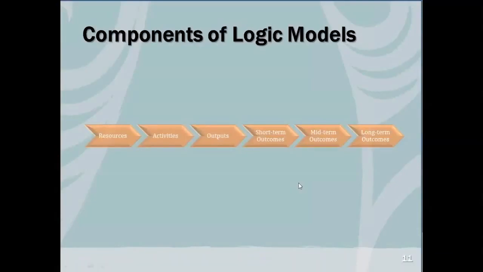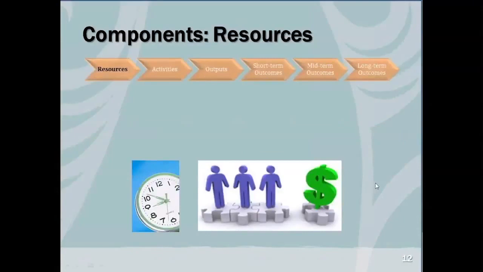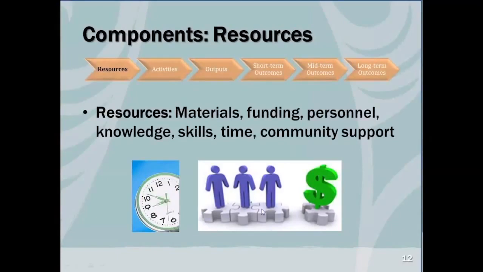So let's begin with resources. Resources are effectively those things that you need in order for your program to run. On this slide, you see that some examples listed include materials, funding, personnel, knowledge, skills, time, community support. So effectively, I have an idea of something that will help learners, a program in mind, and that program will consist of certain activities. What do I need so those activities can occur? The materials might be the curriculum and the textbooks. The funding might be the wages that you pay the folks who are contributing and working for the program.